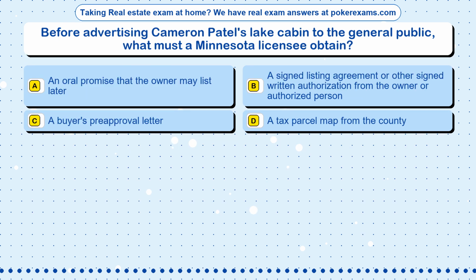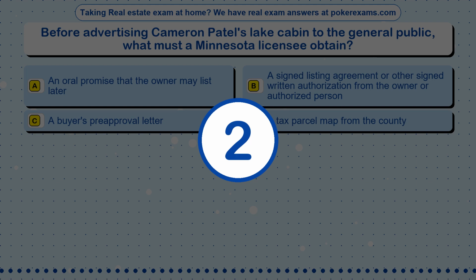Question 50. Before advertising Cameron Patel's lake cabin to the general public, what must a Minnesota licensee obtain? Option A. An oral promise that the owner may list later. Option B. A signed listing agreement or other signed written authorization from the owner or authorized person. Option C. A buyer's pre-approval letter. Option D. A tax parcel map from the county.